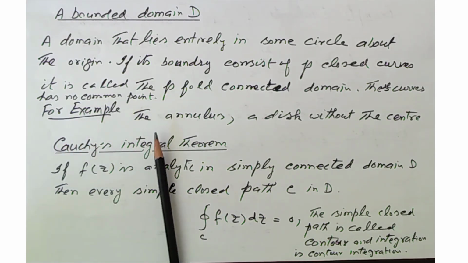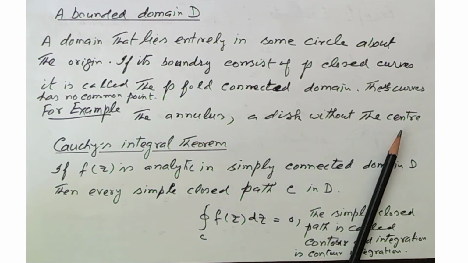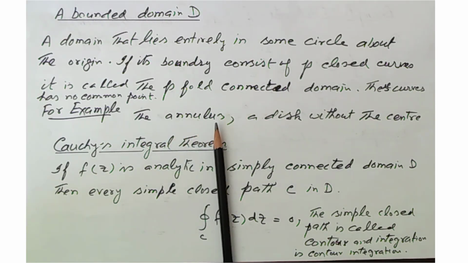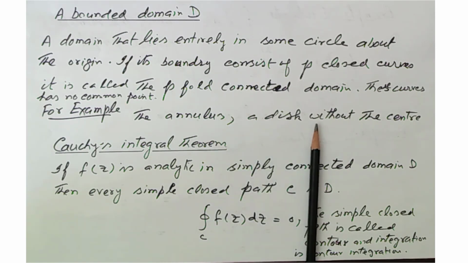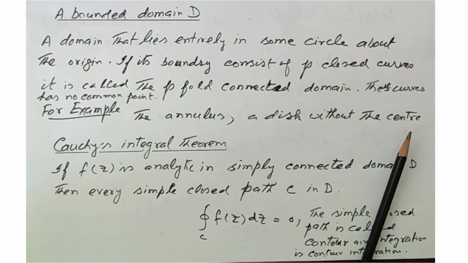For example, the annulus, or a disc without the center. The annulus shape is like the tube of a tire, the shape of the disc without the center. So they are bounded domains D.